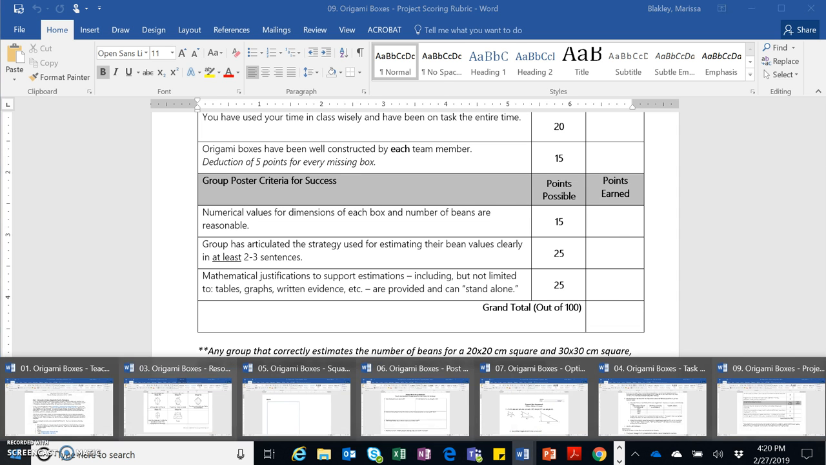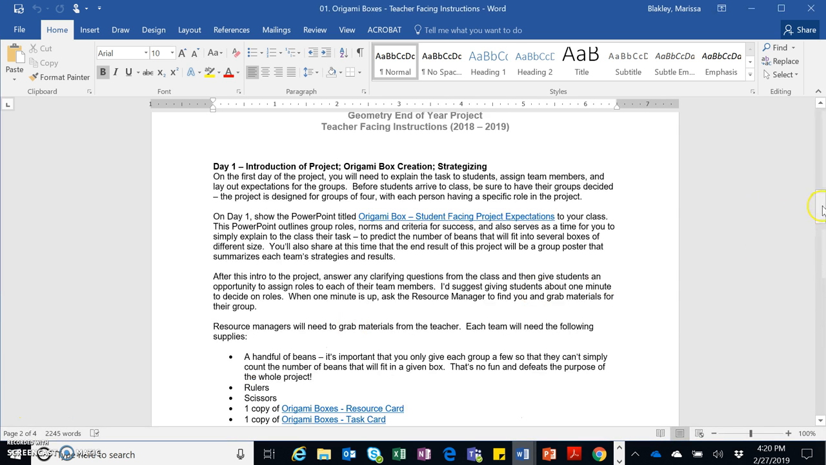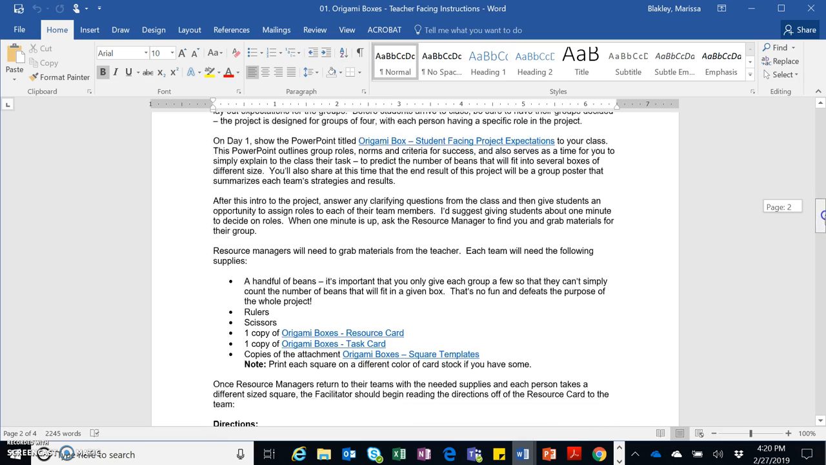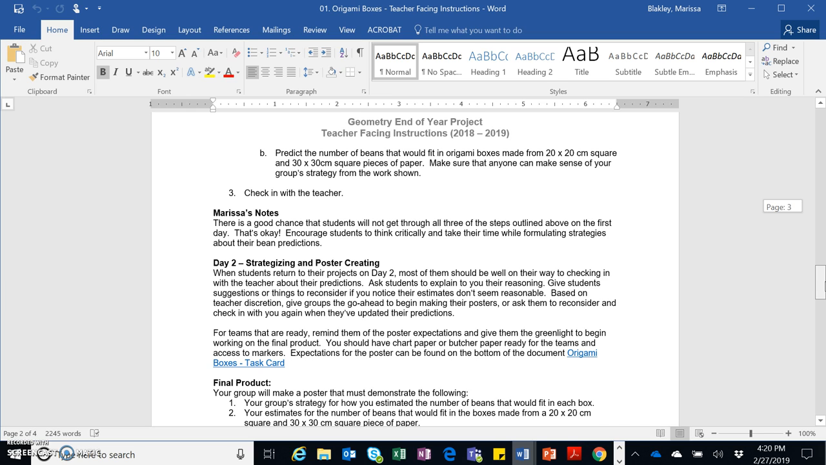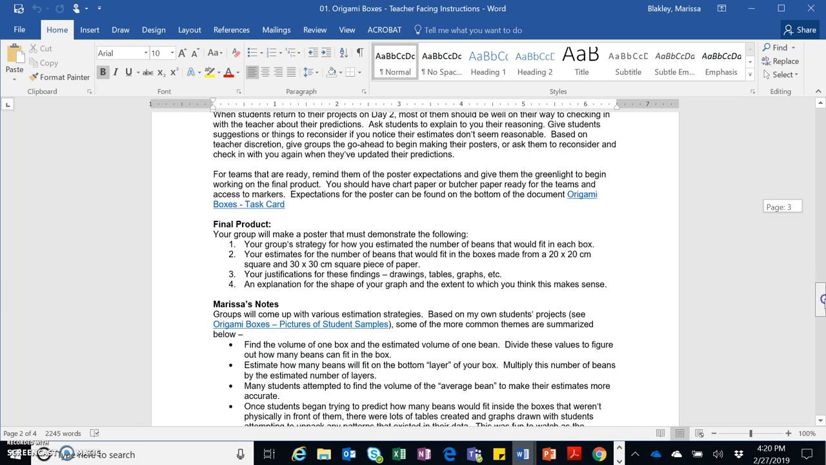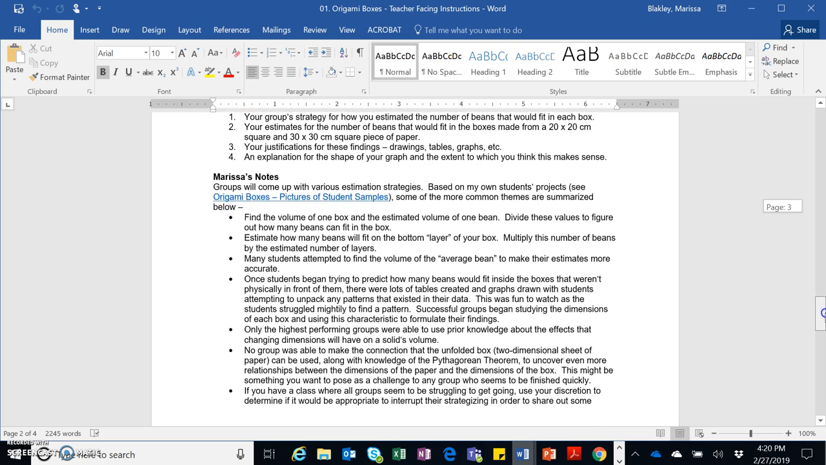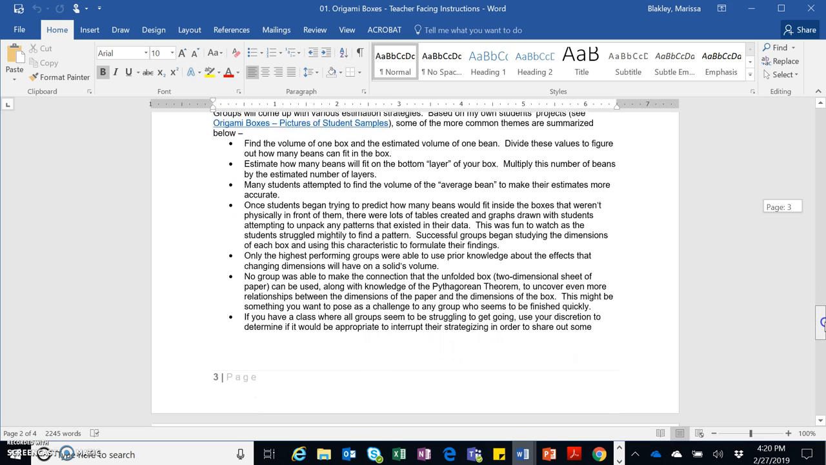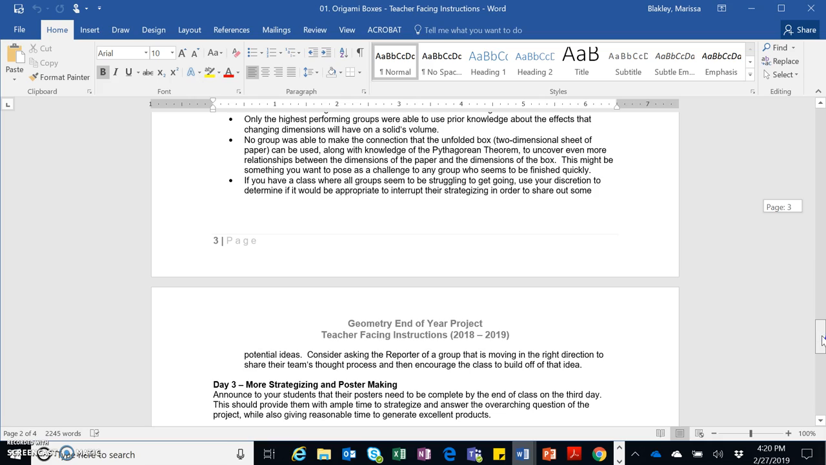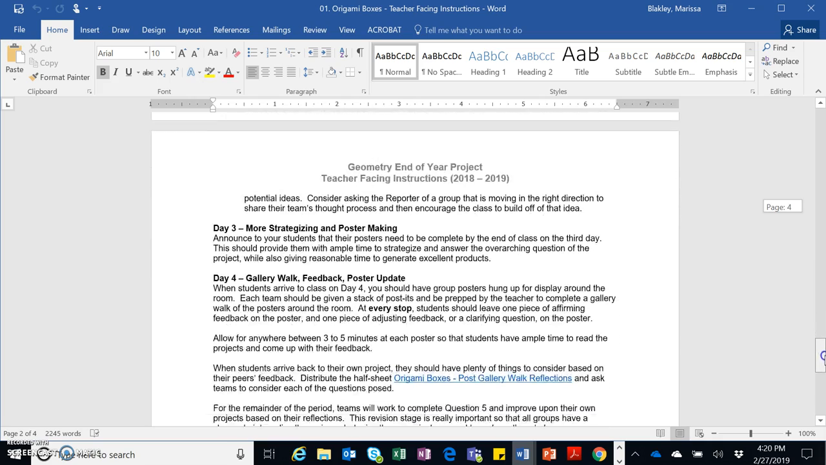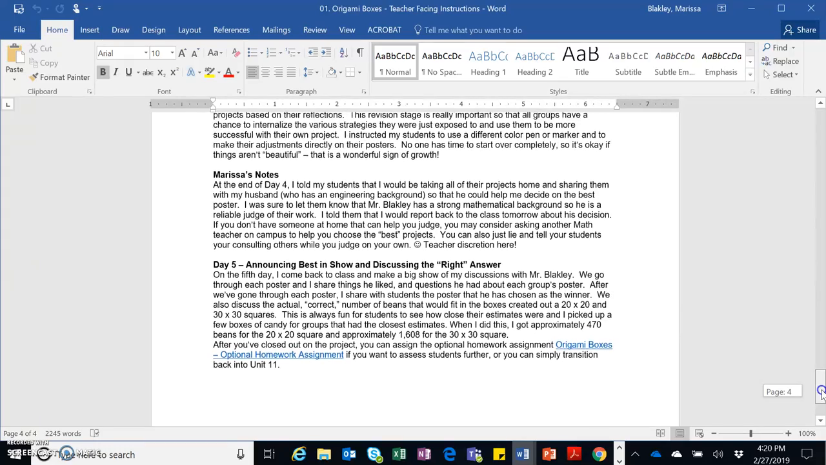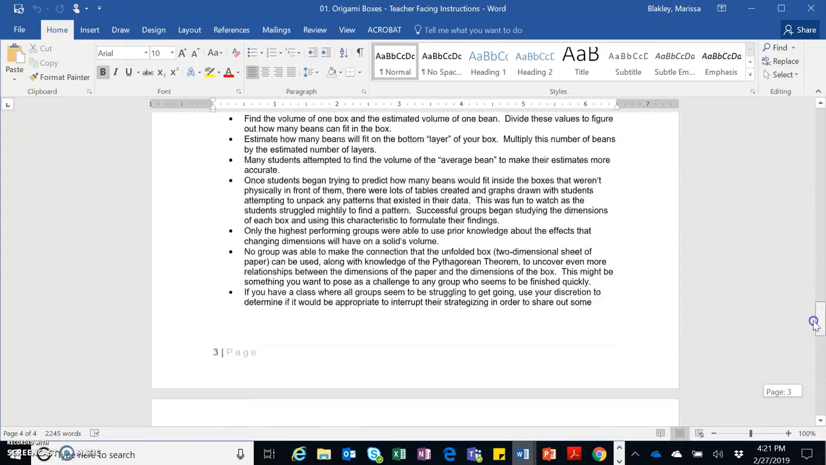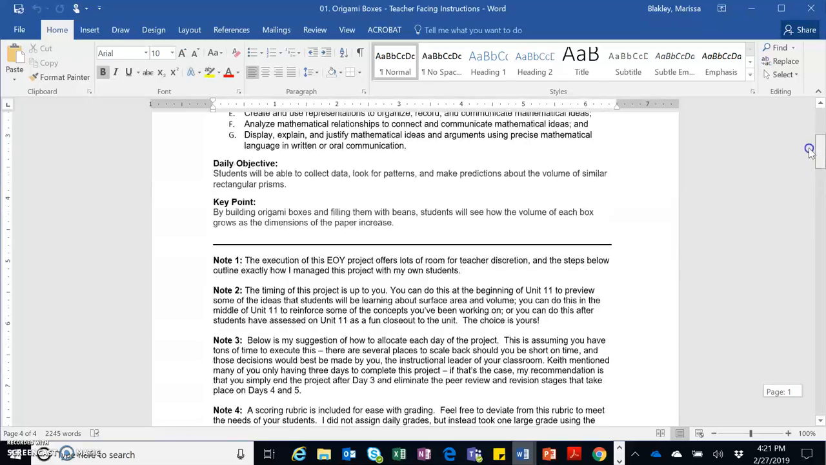So again, all of that is outlined over here in these teacher-facing instructions, and I would highly, highly encourage you to read all through this because I go into painful detail on each day, what I'm doing, how I'm interacting with students, ways to push their thinking and manage the class during this open-ended project work time that they've got. I also discuss the right answers here at the end and the way that I judge their posters when the project was over. So I would definitely dig into all of that.